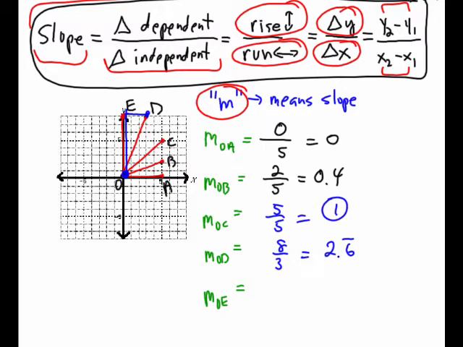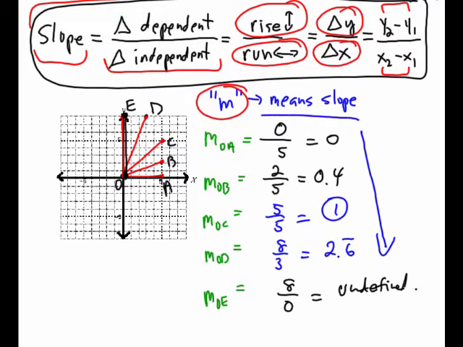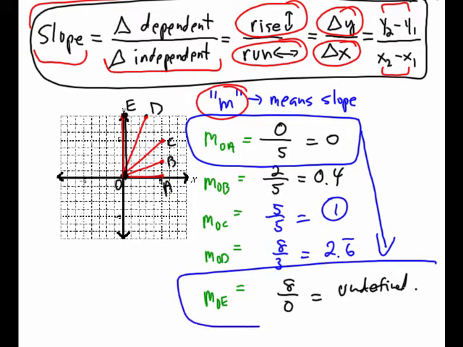And OE, moving from here to here, my vertical change, my rise, would be 8 units. My run, I don't need to move horizontally, 0. And 8 divided by 0 is undefined. So you might notice a couple of things here. First of all, our slopes started from 0, and as the line segment became steeper, the slope moved higher. When the line segment was horizontal, the slope was 0. When the line segment was vertical, the slope was undefined.